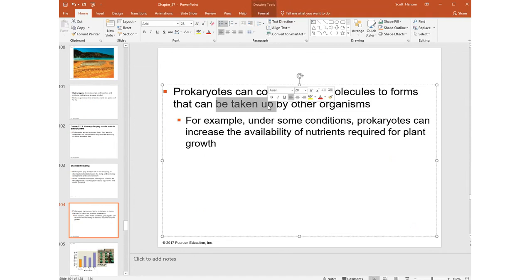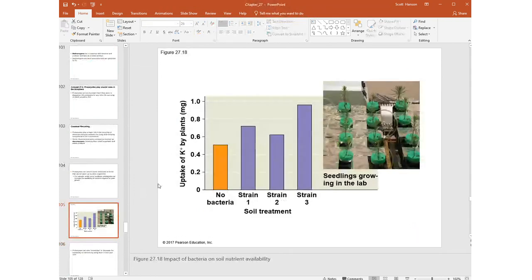For example, in part two, we saw that some of these prokaryotes can take nitrogen out of the air and put it into a form that can be used by plants. Under some conditions, prokaryotes can increase the availability of nutrients required for plant growth, like I just mentioned with nitrogen, for example, or nutrients that are in the soil, iron and magnesium and calcium, that need to be accessed and used by plants. So in soil that had no bacteria, the plants didn't really grow as well as plants with different strains of bacteria in them. Now, of course the big question is, is this difference between here and here, or between here and here, significant though?